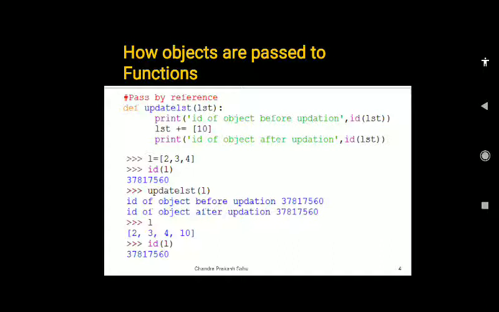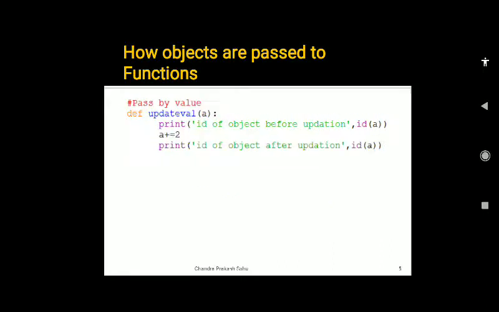And out of this function, when you write l, you can see the list that is updated, 2 3 4 and 10, and the id is the same. That means the changes that were made are in the same object. So this way a list can be passed and its values can be used inside the function.